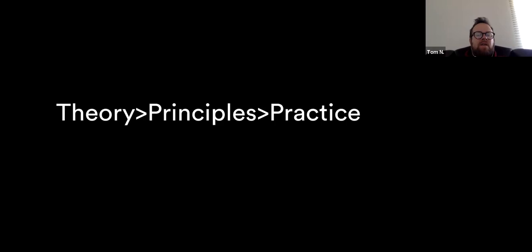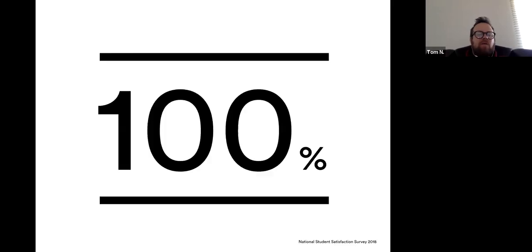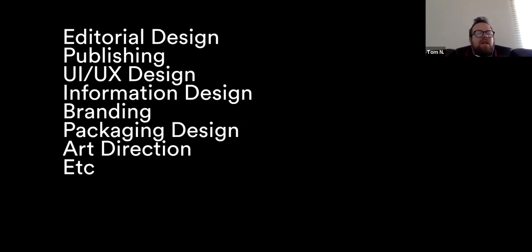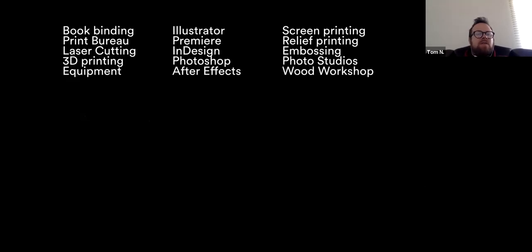So we cover theory, principles and practice on the course. We have 100% student satisfaction. So what subjects do we cover? We cover editorial design and publishing, UI and UX design, information design and branding, packaging design, art direction, and I put etc. on there. We have some students that do 3D modeling. We do have students that do CGI. We have some students that do photography, some students that do more illustrative work. But at the center of it is always communication through graphic design means.